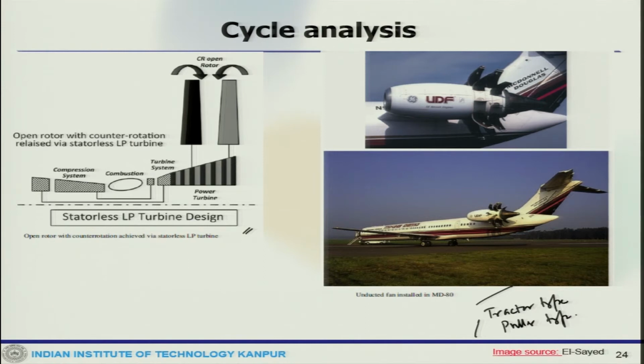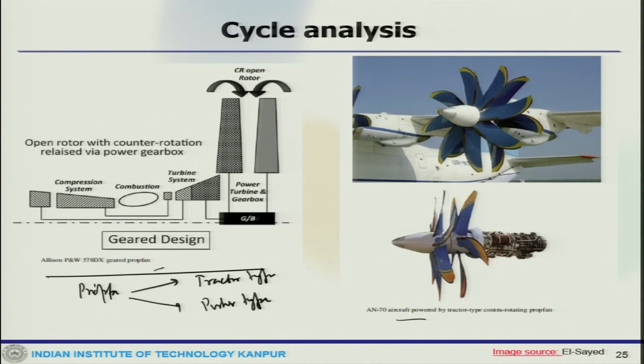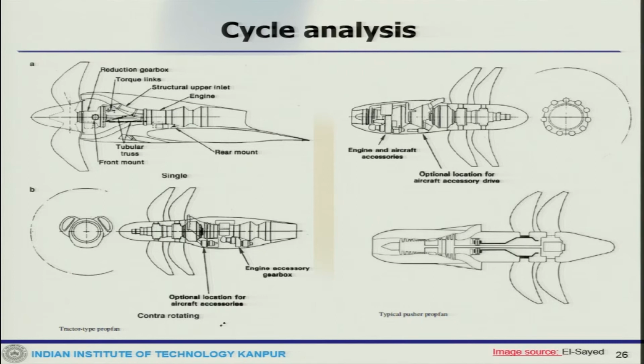The tractor fan can again have two different kinds. One is the single rotation and another is the contra rotating or counter rotating, whatever it is. The example of contra rotating is this one. You can see this is the contra rotating, and that is what is shown there. This forward rotor has 8 blades while the rear is 6 bladed.